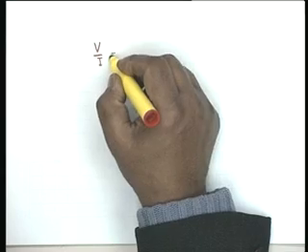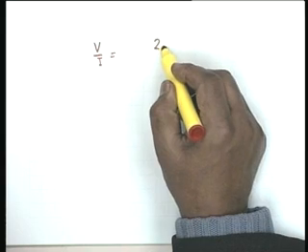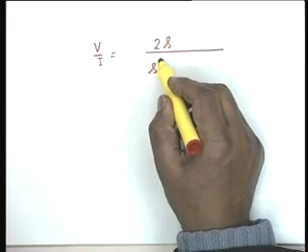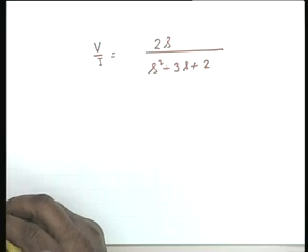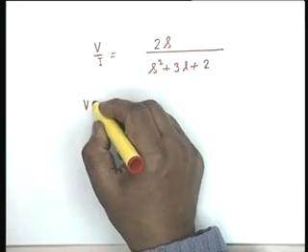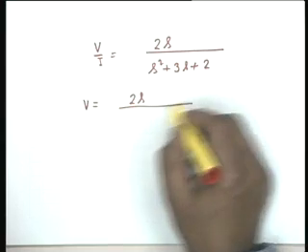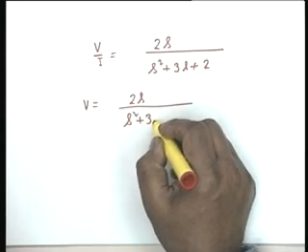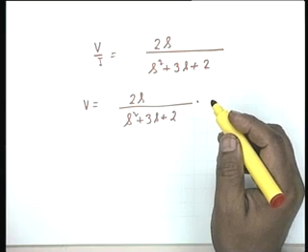So, you have found this out, okay, and therefore, my network function V by I becomes equal to 1 by C, which is 2. So, 2S divided by S squared plus 3S plus 2. This is my network function, and therefore, capital V would be equal to the network function multiplied by capital I of S.